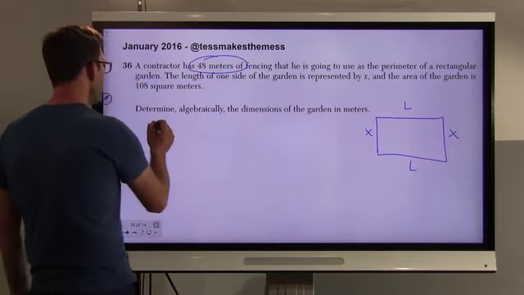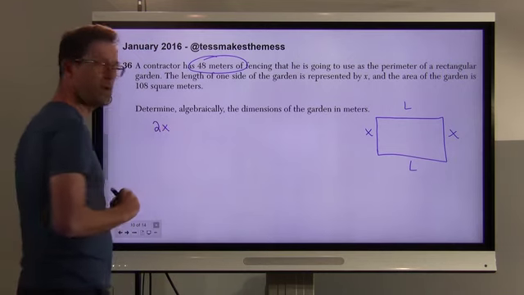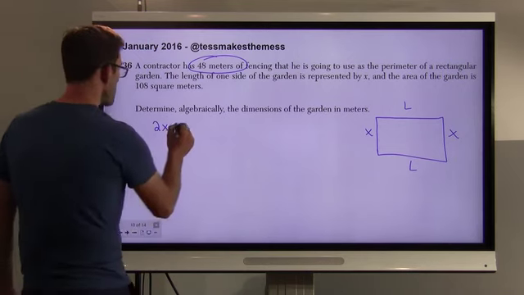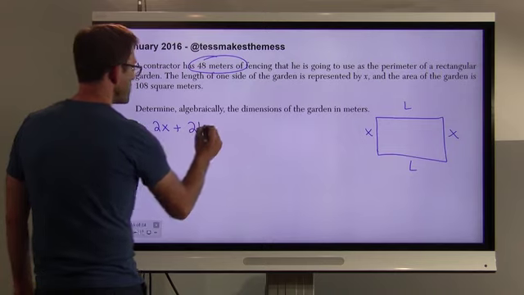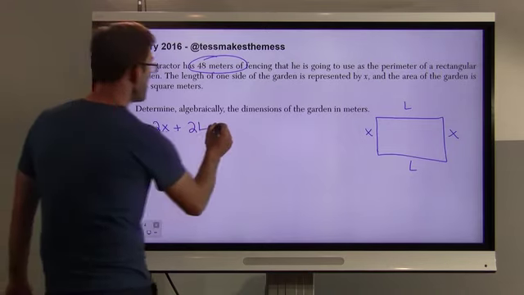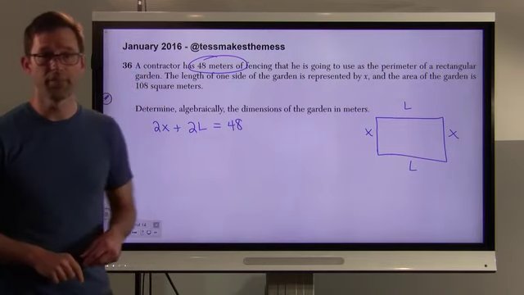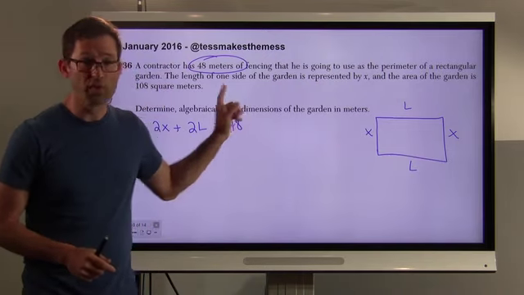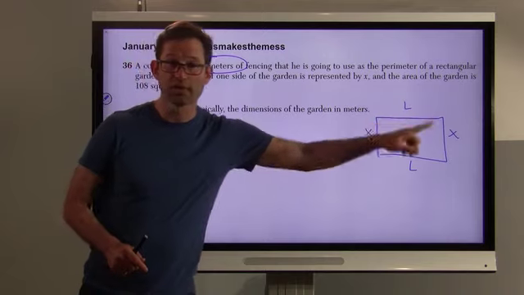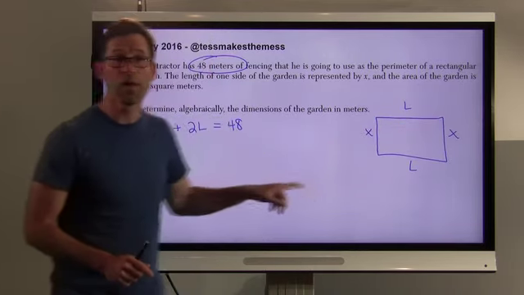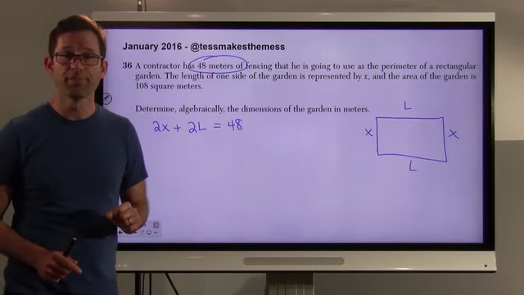Well, what I know is that two of those x's plus two of those lengths has to be equal to 48 meters. It just has to be, because that's the deal with length. X plus L plus L has to be equal to 48, okay?